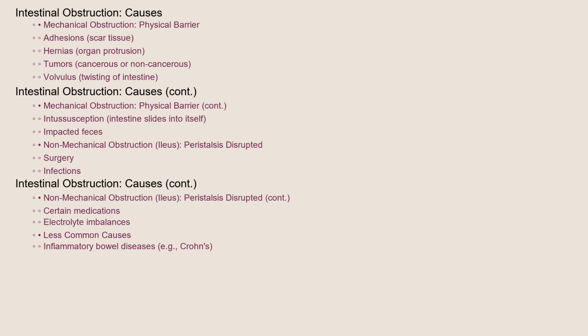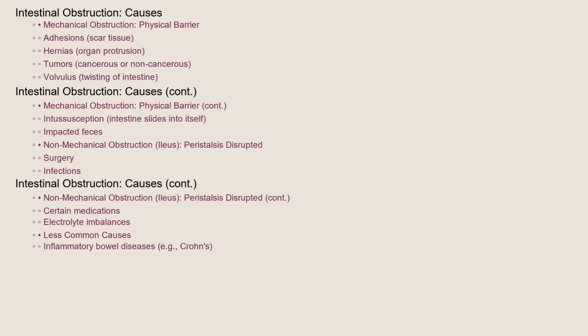Intestinal obstruction can arise from a variety of factors. Mechanical obstructions, the most common type, involve a physical barrier. These barriers include adhesions, which are scar tissues that form after surgery, hernias, where an organ protrudes through a weakened area, tumors, both cancerous and non-cancerous, volvulus, a twisting of the intestine, intussusception, where one part of the intestine slides into another, and impacted feces.